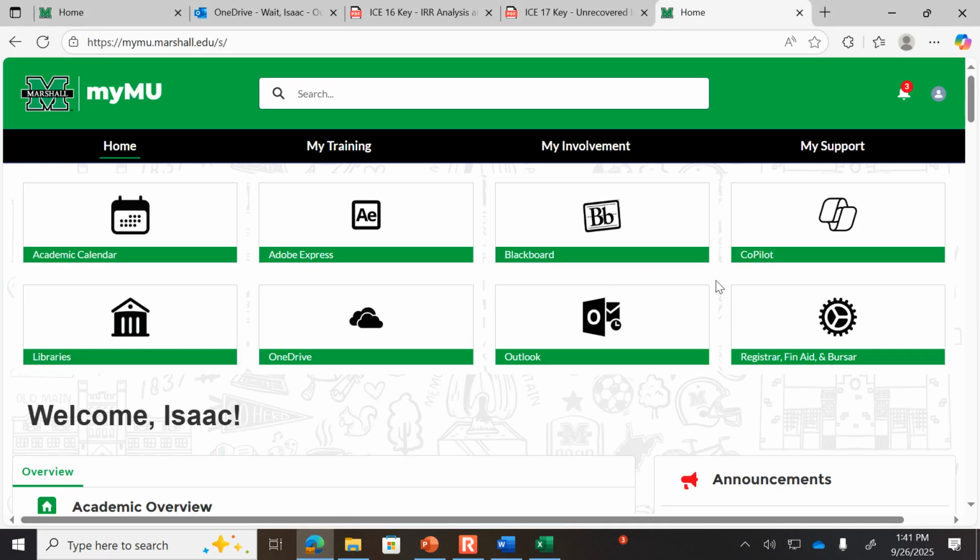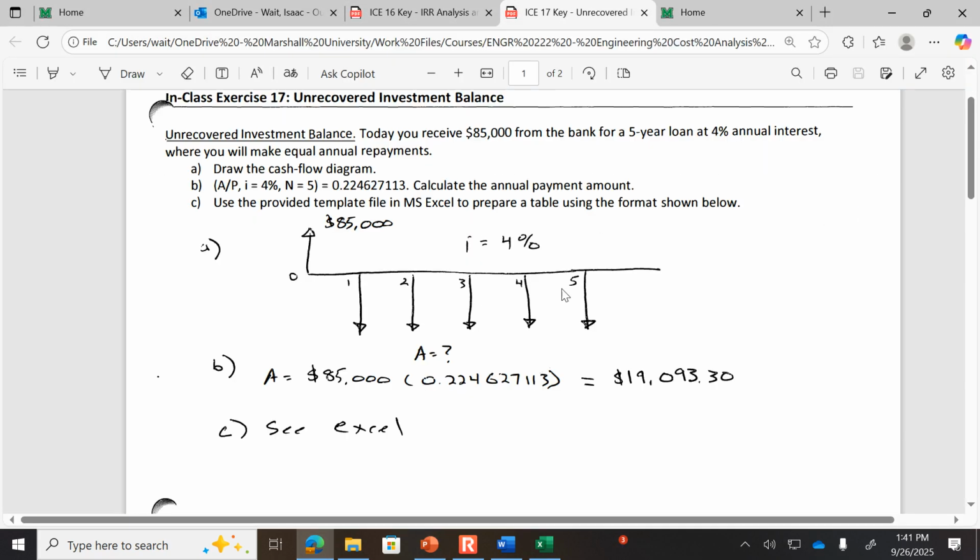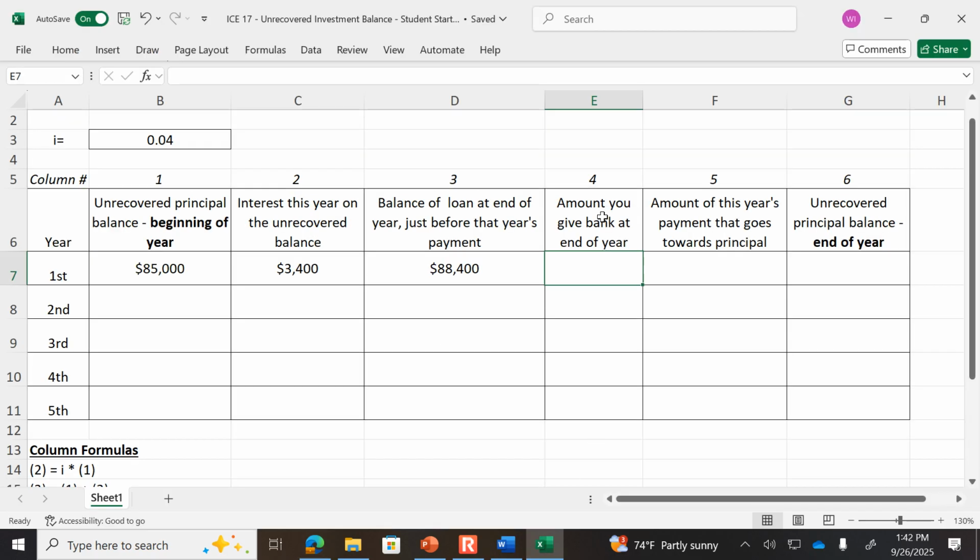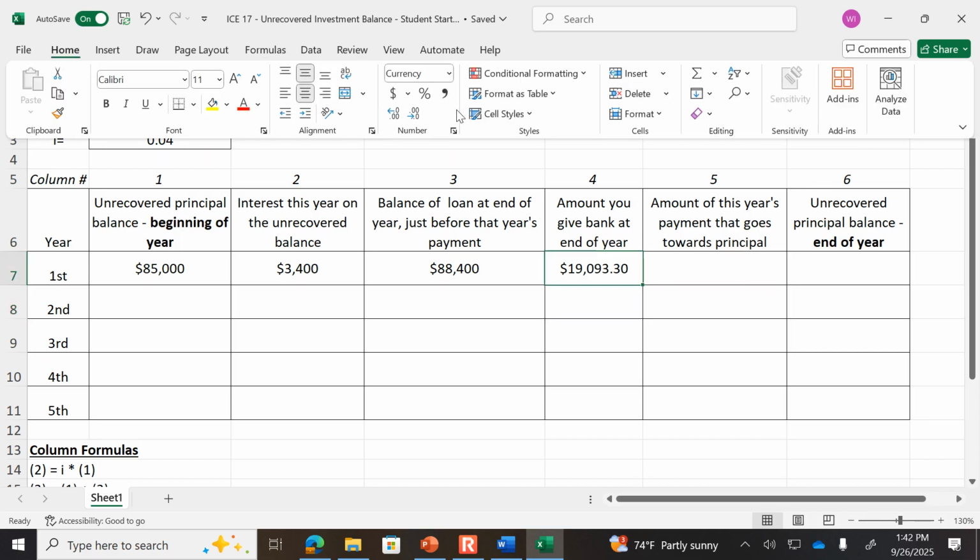We determined that with the find A given P calculations here, where we have to pay it off at the end of 5 years, it being $19,093.30. So why do you give the bank that amount? It's because otherwise it wouldn't be paid off at the end of the 5 periods. So that's why it is $19,093.30. All right. By the way, I think the formatting to begin with was only showing the dollars.